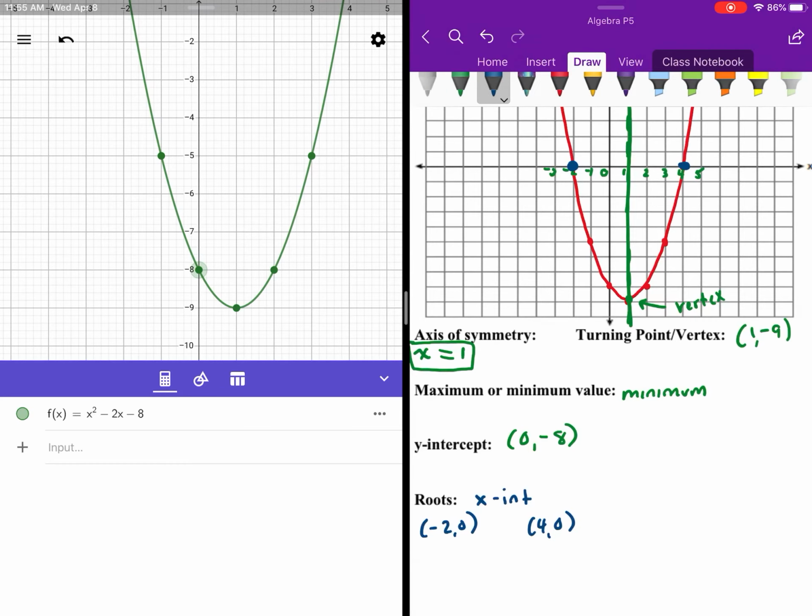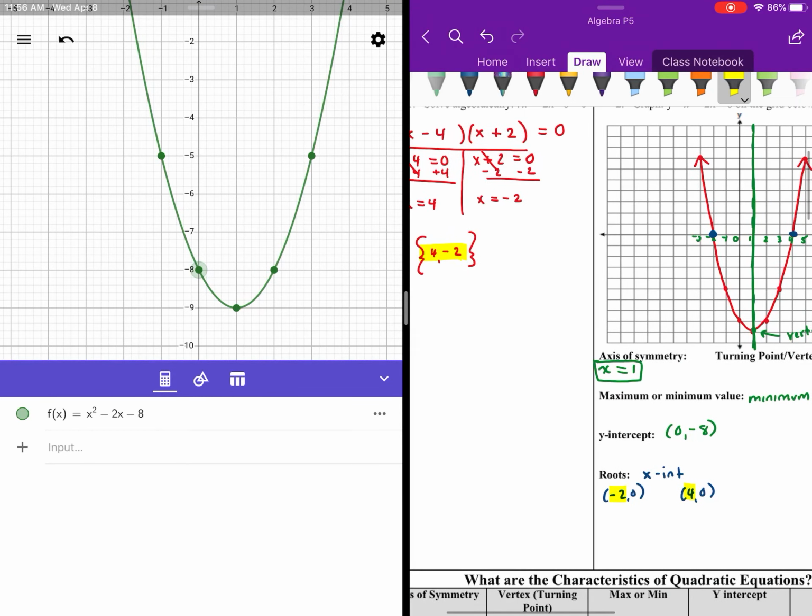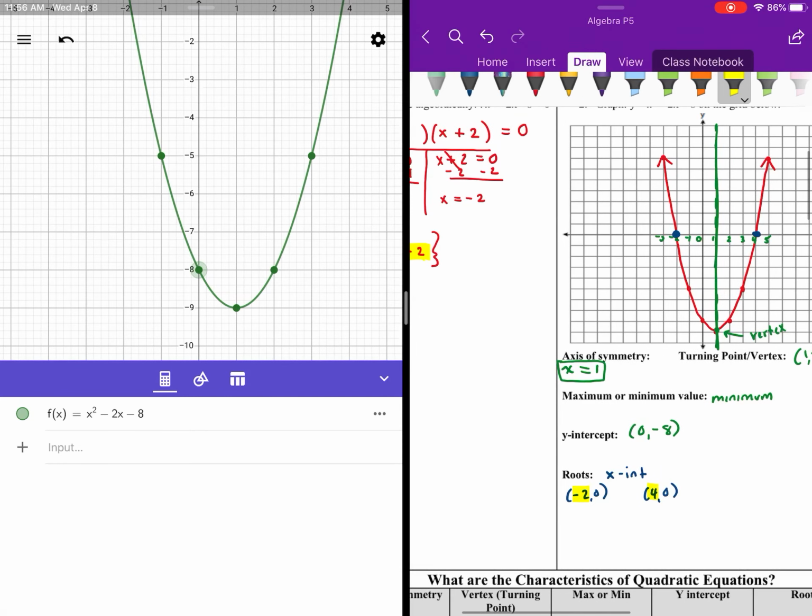And you'll notice -2 and +4 were the 2 answers that we got when we did it algebraically in the first question. So those are some characteristics that I want you guys to be aware of: axis of symmetry, vertex, is it a maximum or a minimum, y-intercept, and roots.